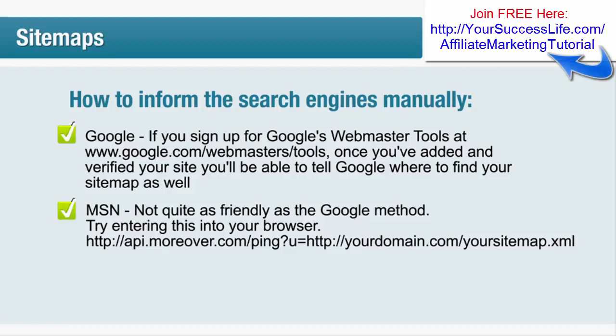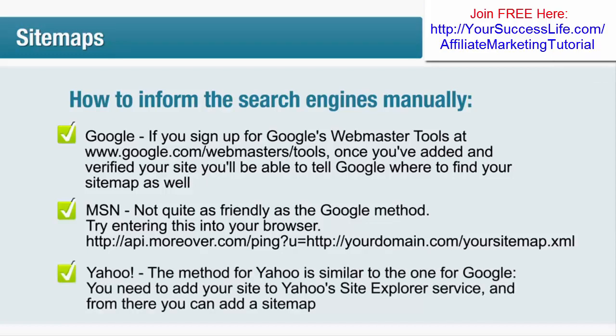Try entering this into your browser, changing it to the address of your own sitemap, of course. Yahoo. The method for Yahoo is similar to the one for Google. You need to add your site to Yahoo's Site Explorer service, and from there you can add a sitemap. You'll need to sign up for a Yahoo account if you don't already have one, and authenticate your site by uploading a key file or adding some metadata to your page.